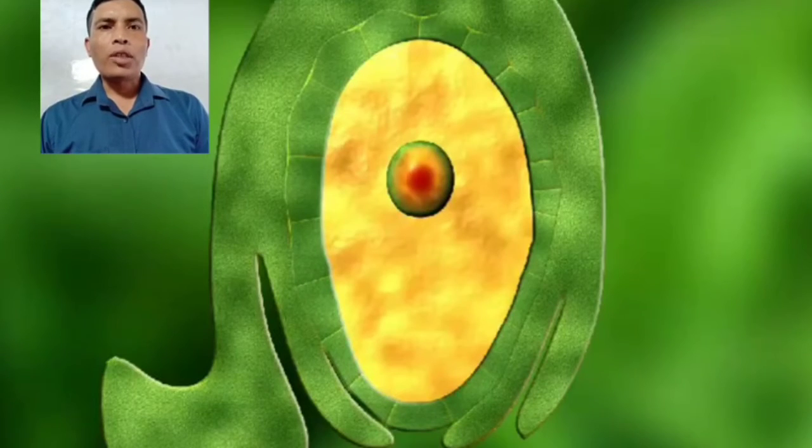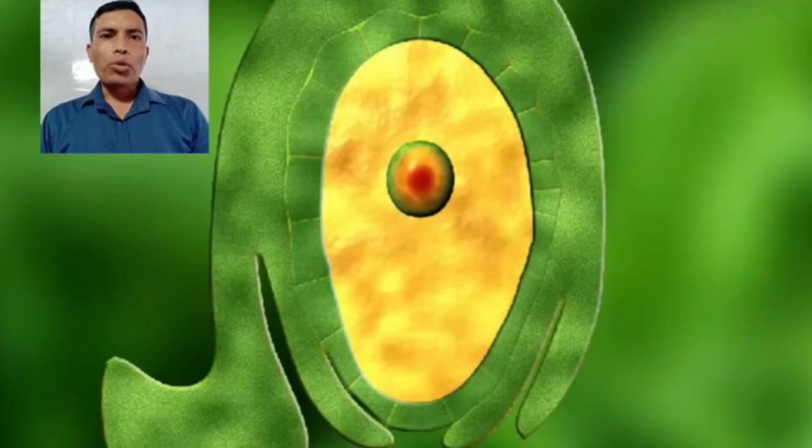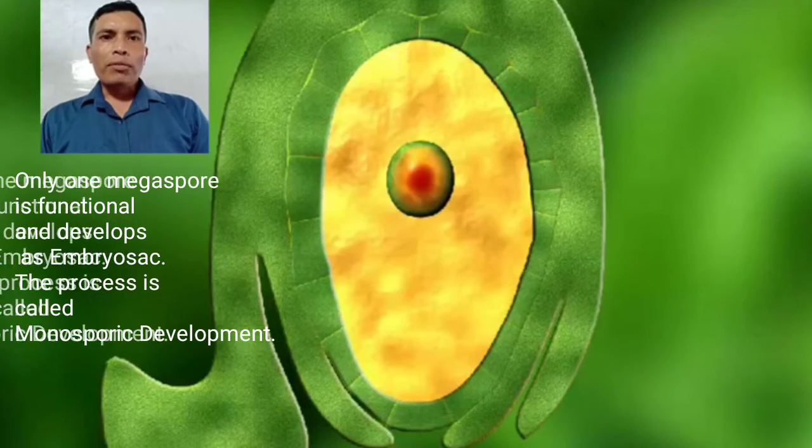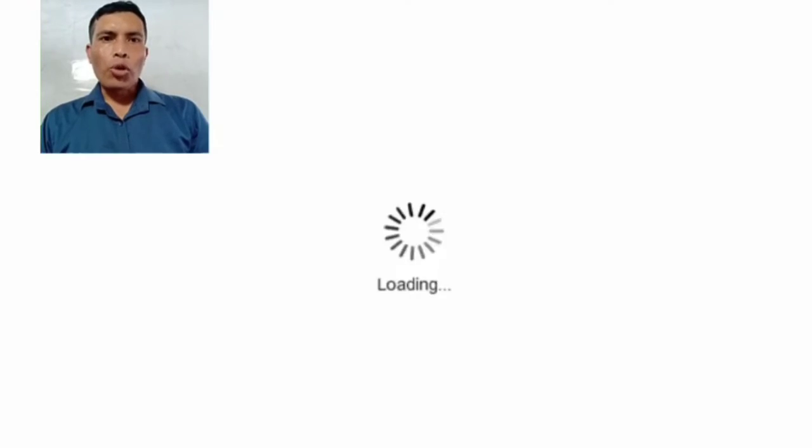The functional megaspore will develop as the embryo sac. The process is called monosporic development. Mono means single. Because of formation of the embryo sac from a single megaspore, this is called monosporic development.